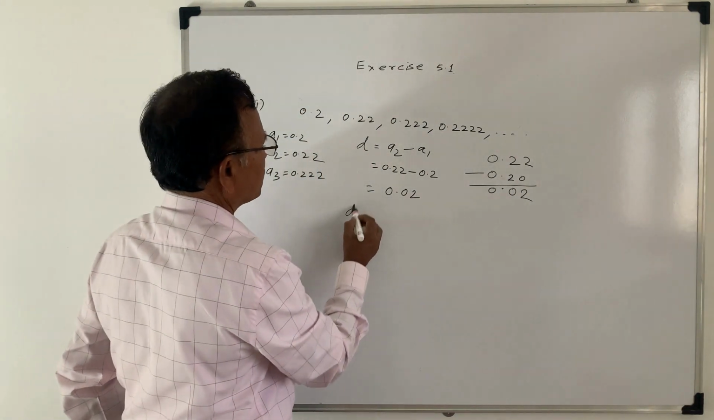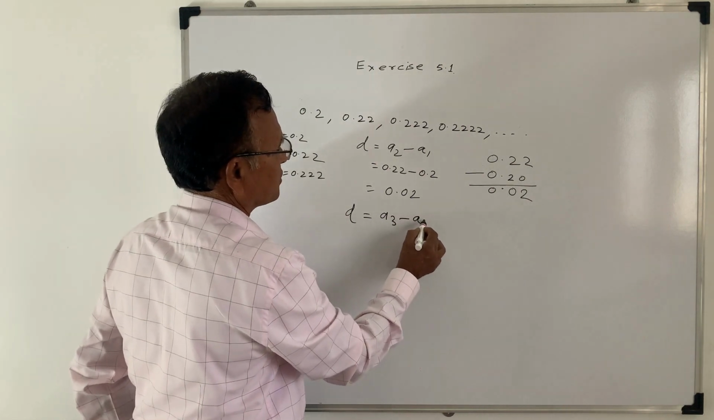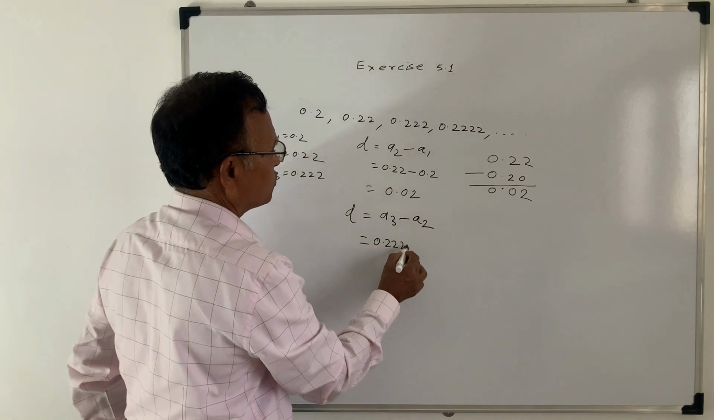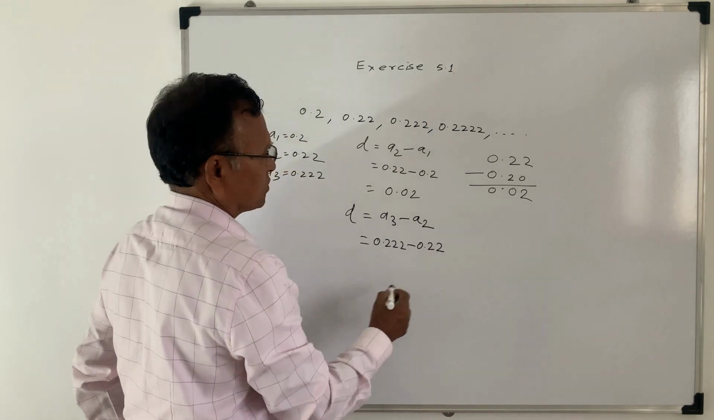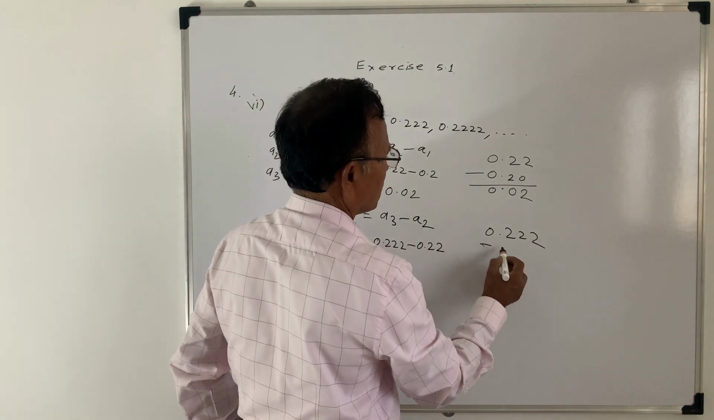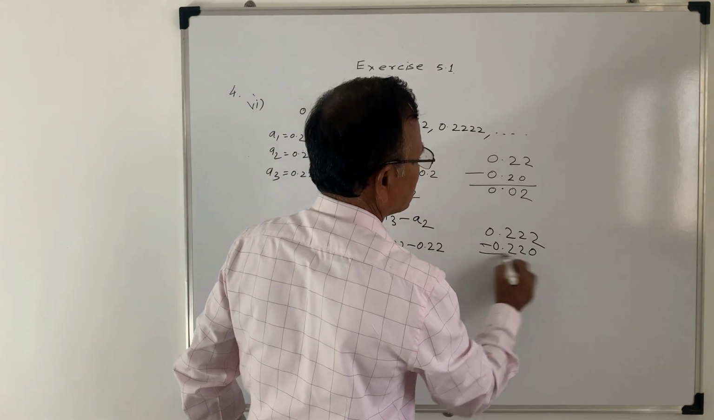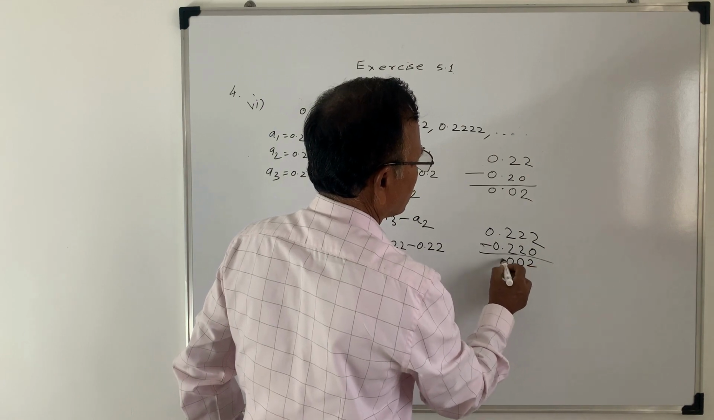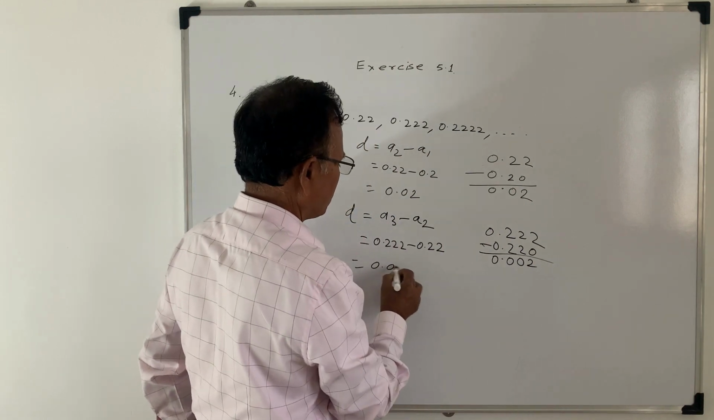You can take the next one, A3 minus A2. A3 is 0.222 minus 0.22. So here 0.22 minus 0.22, you can add 0. So 2 0 0 0. So here you are getting 0.002.